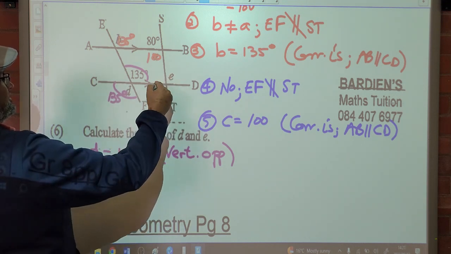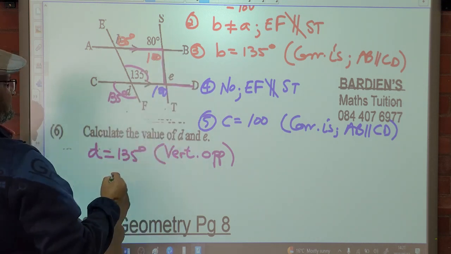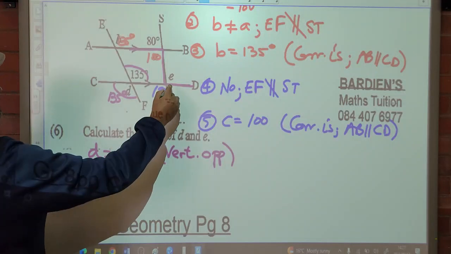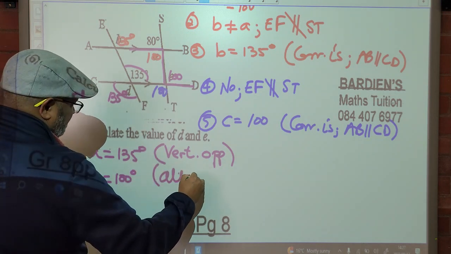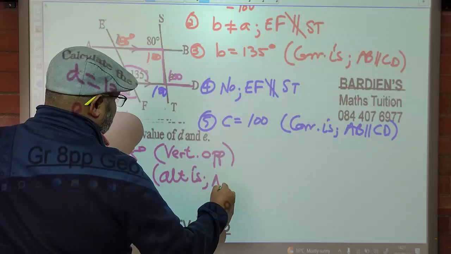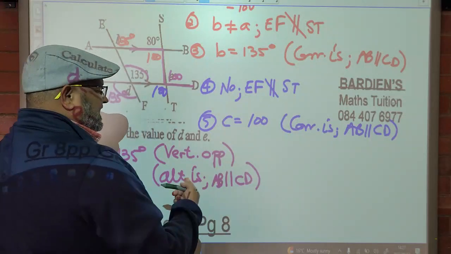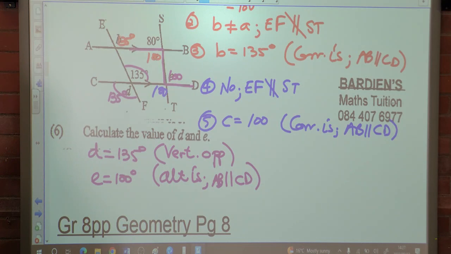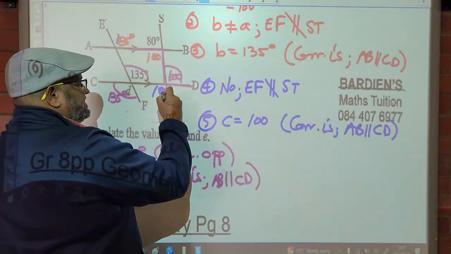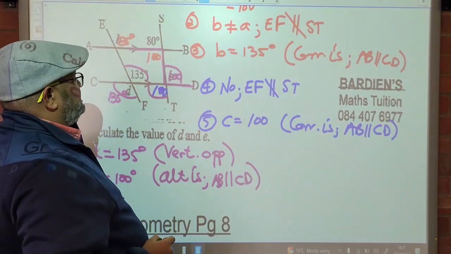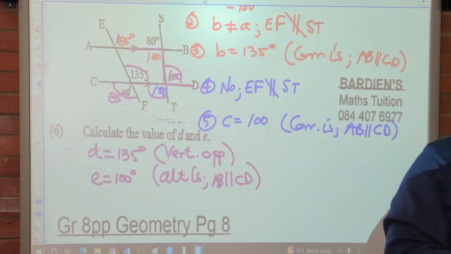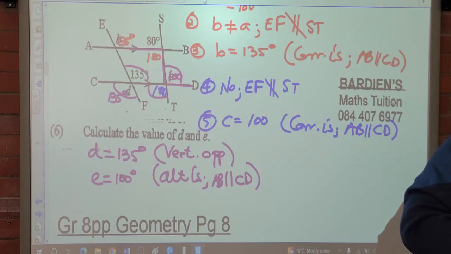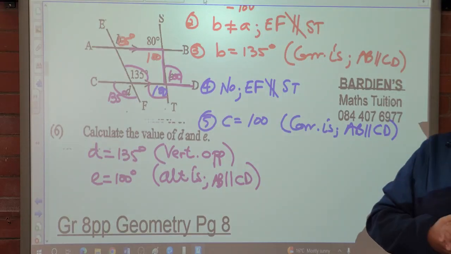E. It's alternate. So E is equal to 100 degrees. And it's alternate angles with AB being parallel to CD. But there's another way I could have noted E. Yes? Yeah, absolutely. I was going to say that's another way, because it is vertically opposite. People, you guys understand? Any confusion? Right.